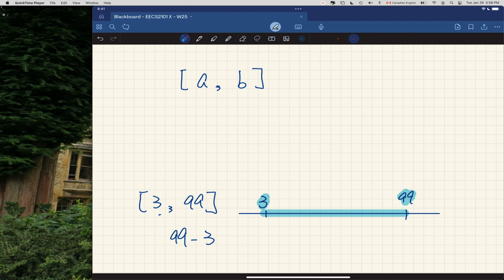If you have trouble understanding that, you can reach out to me. But I'm going to assume it's easy for you to verify. 99 minus 3 plus 1, because you want to make sure this one is also counted. In general, for a closed interval, it's going to be B minus A plus 1. It's going to be very handy for us to figure out how many iterations there are for the loop.